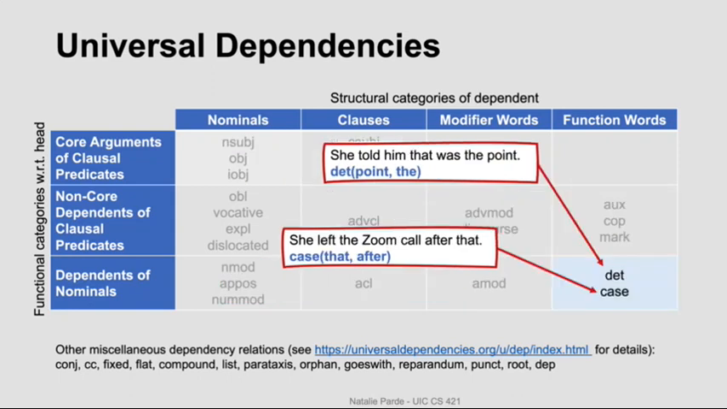Finally, in the bottom right corner of the table, we have function words that act as dependents of nominals. These are pretty useful, albeit perhaps unexciting, dependency relations like determiners and case marking elements, generally things like prepositions.